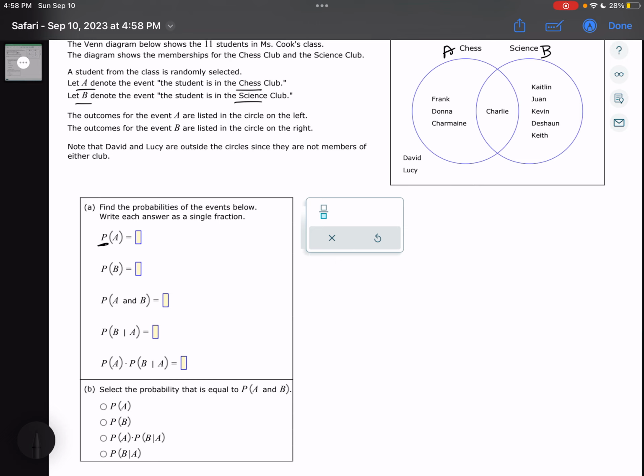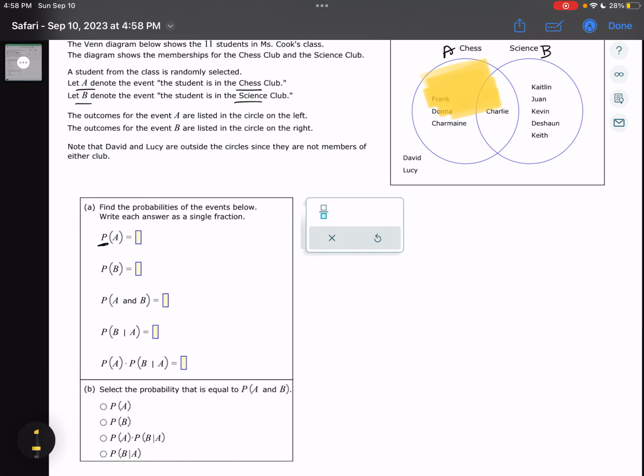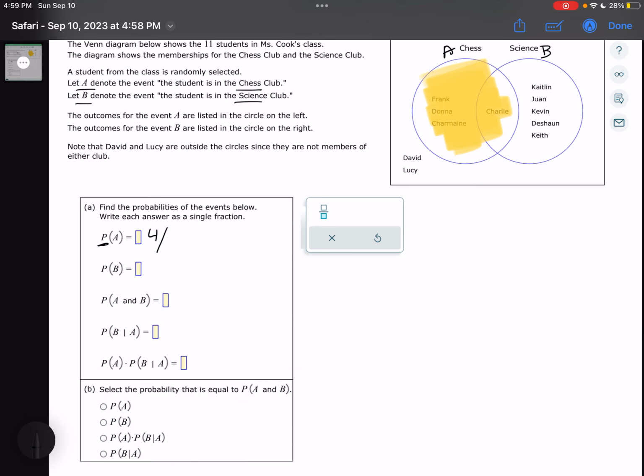I think that's the case in all of your problems, that the first one on the left, the circle on the left is A, circle on the right is B. So probability of A, that is going to be the entire circle. So I want everything in the whole circle. I have 1, 2, 3, 4 names there. So I'm going to have 4 out of the 11 students and that can't be simplified, so I'm going to leave it.